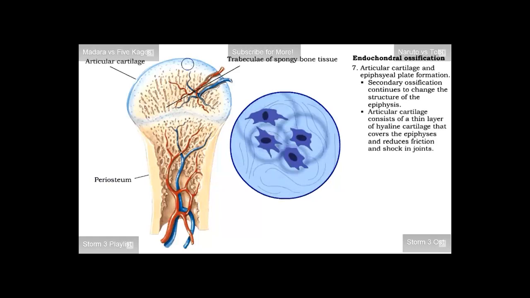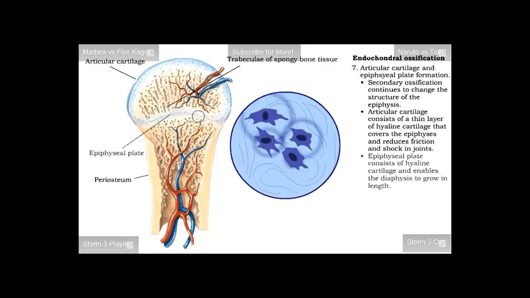The change to the epiphysis also forms the epiphyseal plate, a layer of hyaline cartilage that enables the diaphysis to grow in length.